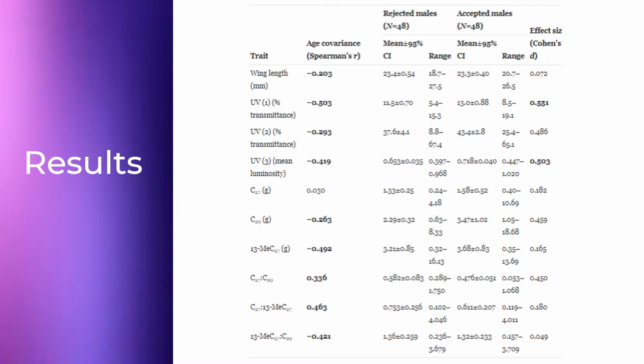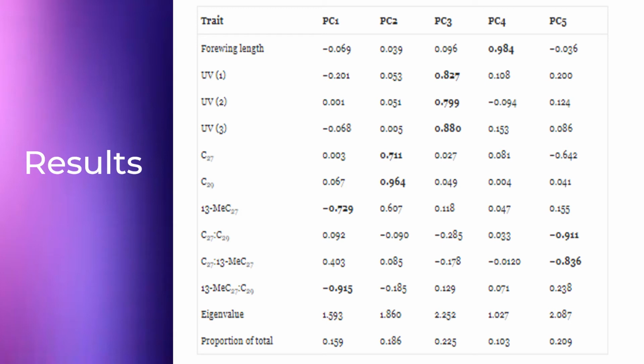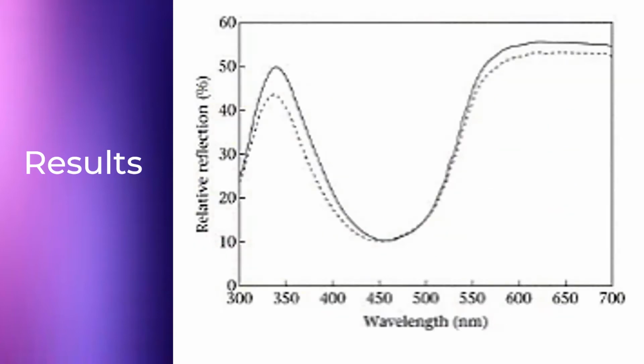The accepted males tended to be younger than the rejected males, giving them higher scores on mostly everything except for the pheromone C27, which is not an honest indicator because it does not diminish with age. Here we see the summary of the results for the principal component analysis. It was conducted on all the raw data with population equaling 96. Loadings greater than 0.7 were highlighted for emphasis. Finally, this graph shows the mean reflectance spectra of accepted, represented by the solid line, versus rejected, represented by the dashed line males, measured using directional reflectance spectrometry.